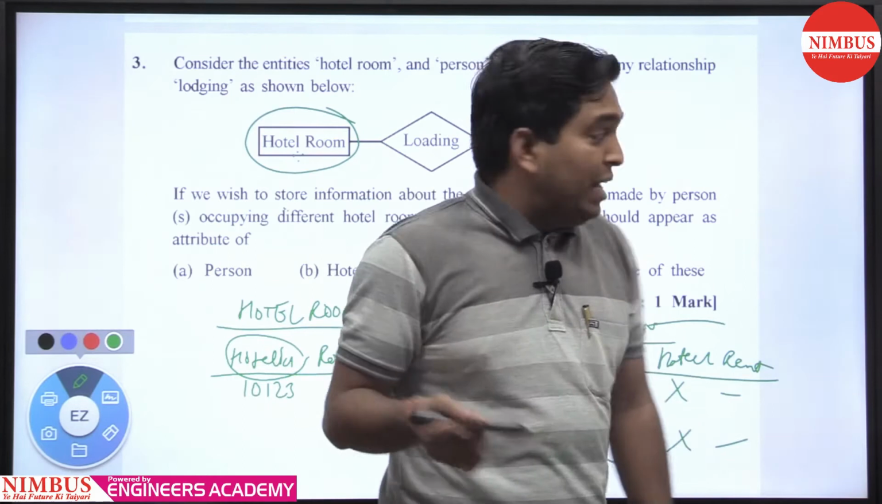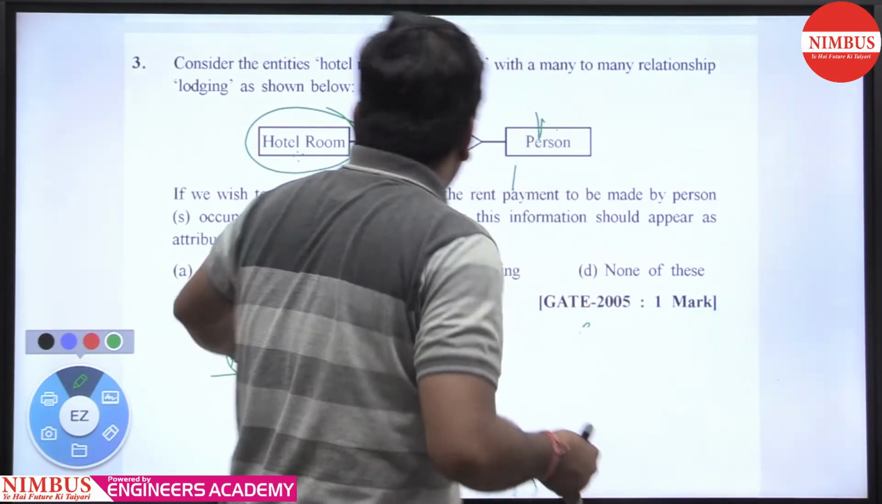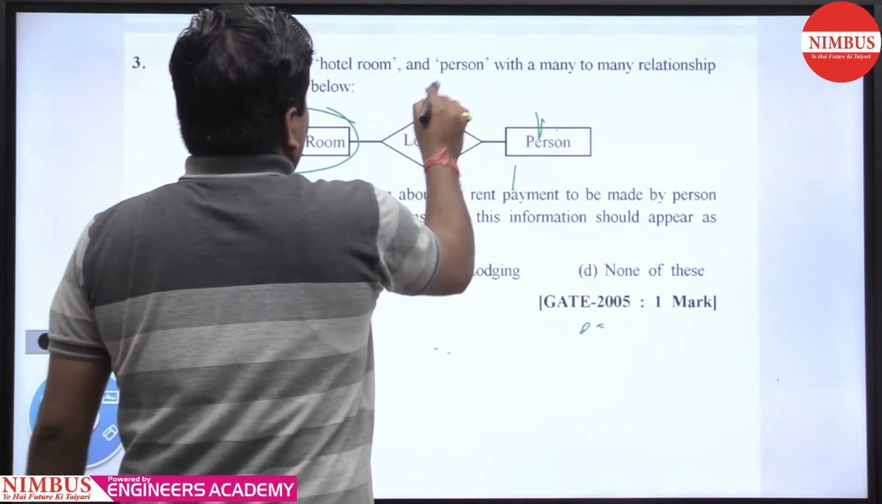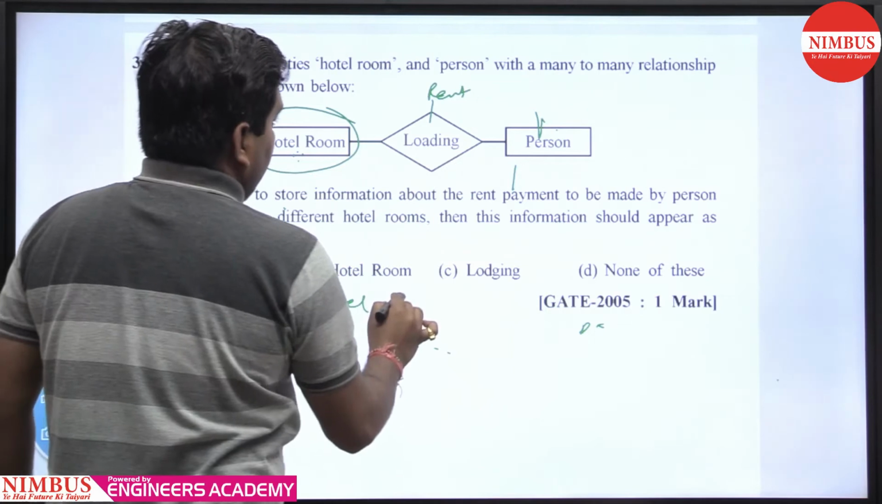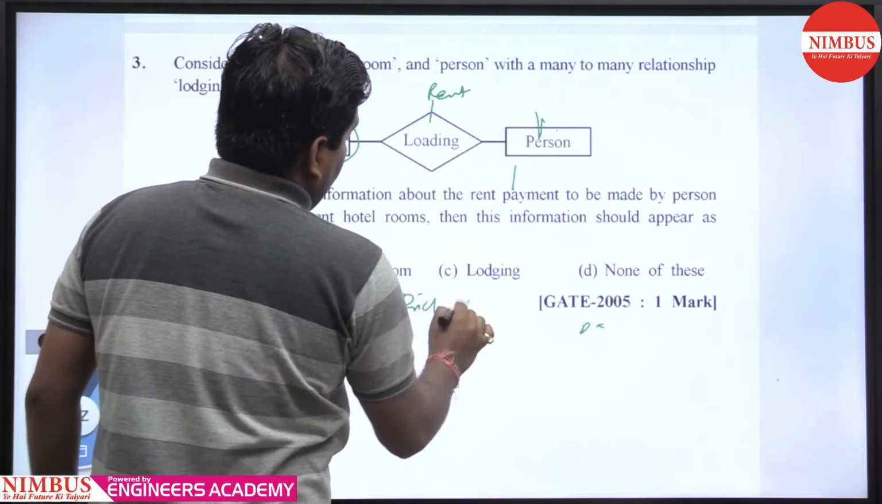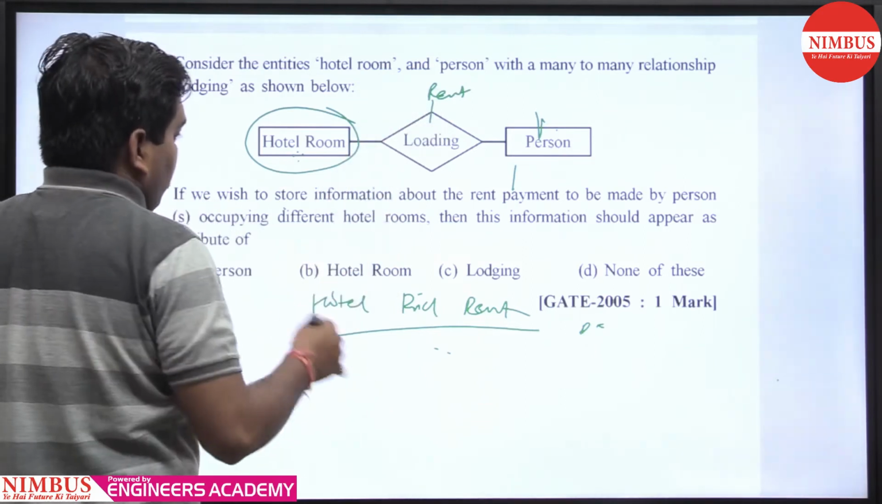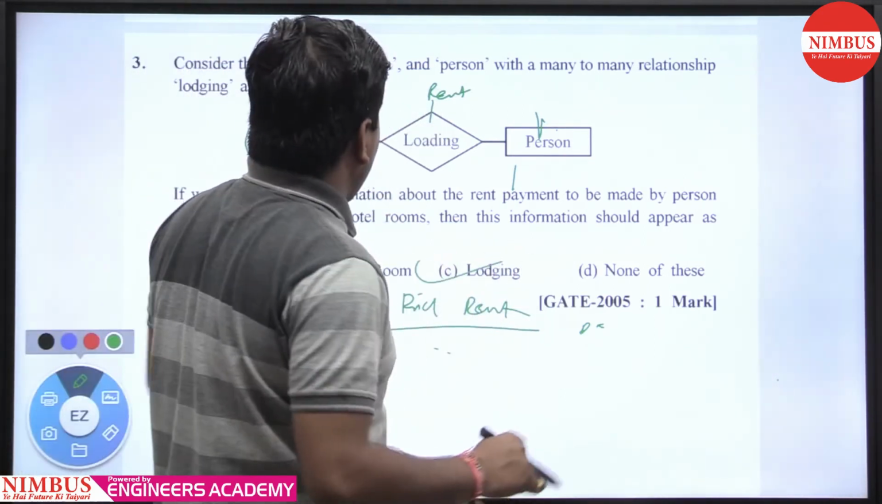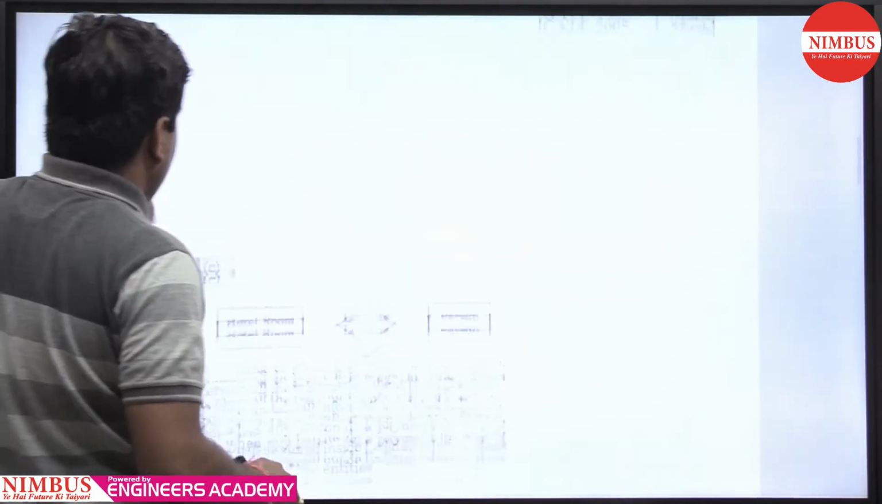So we don't add the rent attribute on the person side, so we add it on the lodging side, because there you can clearly mention hotel ID, person ID and rent, then you can fit it there. So the rent attribute is added on the lodging side, because these two are not satisfying. Clear?